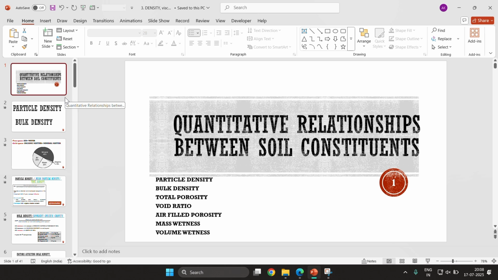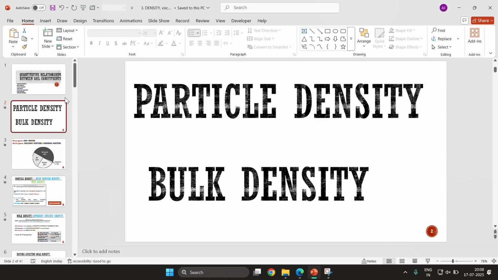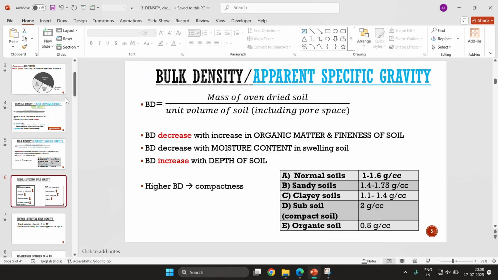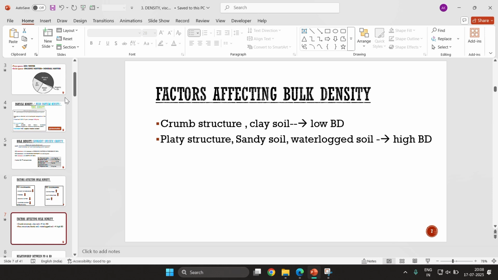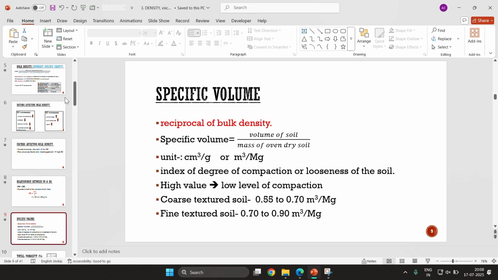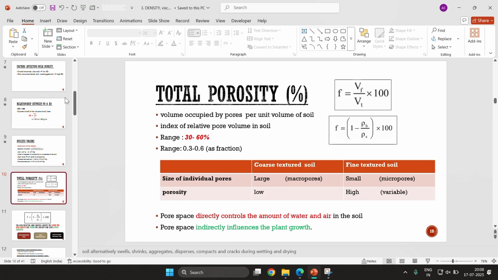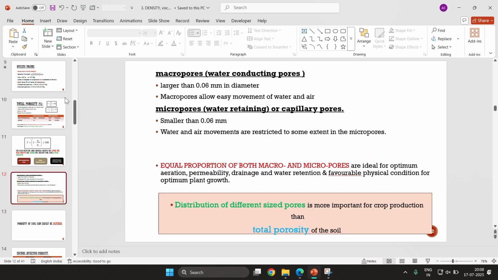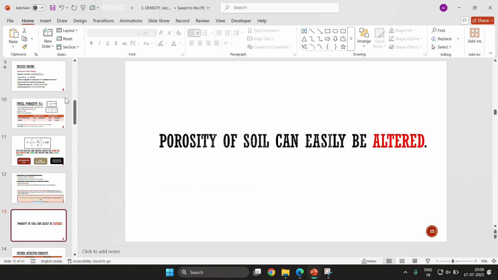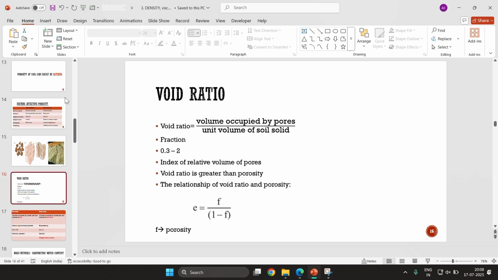We are dealing with the quantitative relationship between the soil constituents. We have seen particle density, bulk density, factors affecting bulk density, relationship between them, specific volume, and in the last lecture we have seen the total porosity. So we have dealt in detail. Now I am teaching about some terms which are the continuation of that topic. So the first one is void ratio. Let's look in detail.